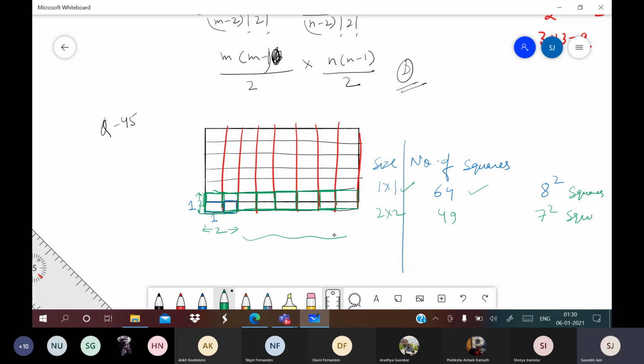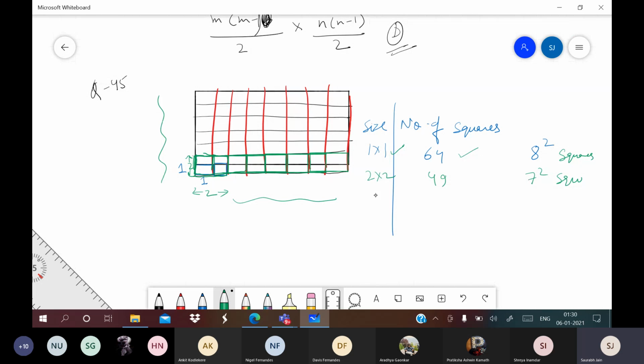7 you will get like this. So just like you are getting 64, now you will get 49. Now there will be another square which will be of the size 3 into 3. Okay, 3 by 3. Like this is 1 square. What is the size? 3 by 3.